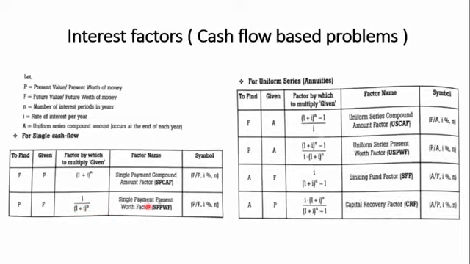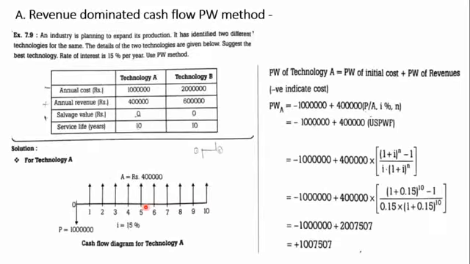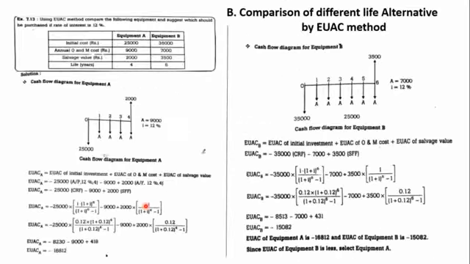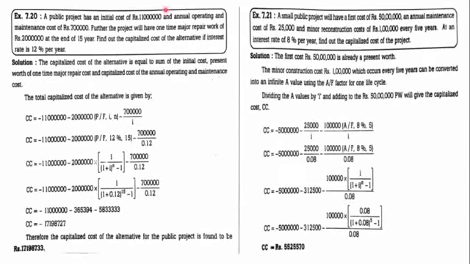So basically it is a one time repairing, one time reconstruction cost. They are saying that it is a one time major repairing work, a singular payment. Hence they have taken here P by F, comma 12% as the annual rate of interest, and 15 as the number of years.